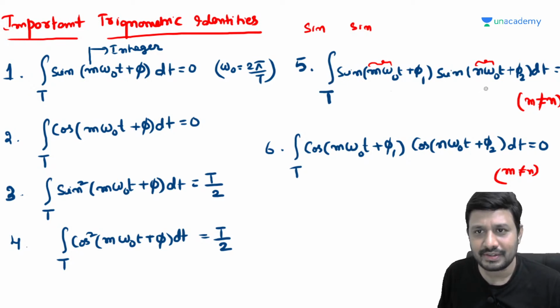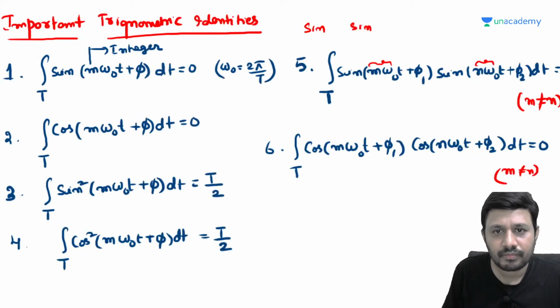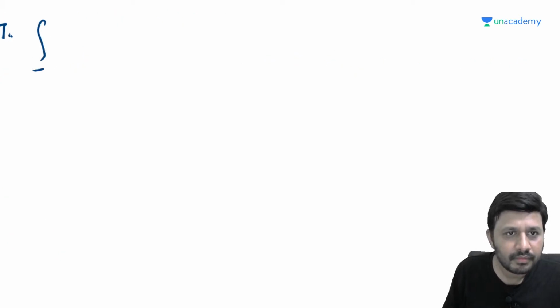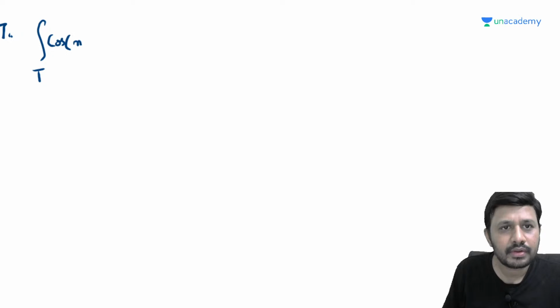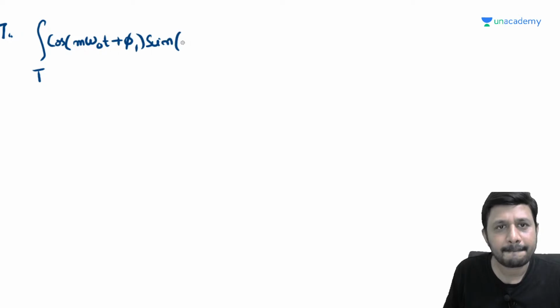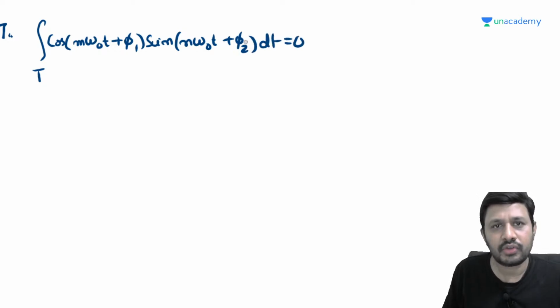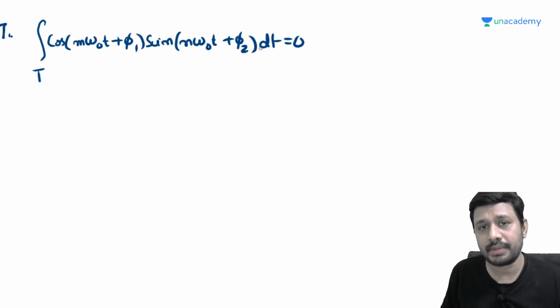So if I have two sines, they are orthogonal if they have different frequencies. Two cos, they are orthogonal if they have different frequencies. Now what happens if one sine is there and one cos is there? Integral of cos(m omega naught t plus phi 1) into sin(n omega naught t plus phi 2) is equal to 0. That means cos(m omega naught t plus phi 1) and sin(n omega naught t plus phi 2) are orthogonal.